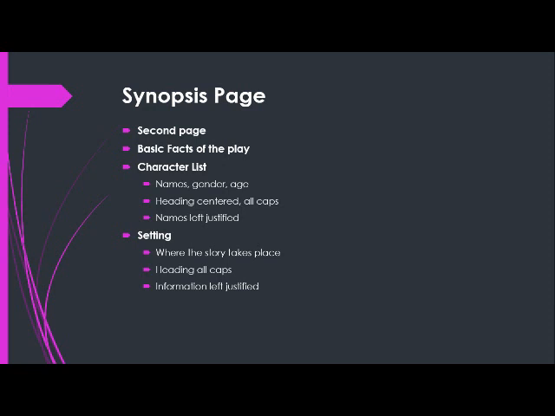Underneath that, you're going to include some information about where the play takes place. If there's more than one location, you would list all of those in the order that they appear in the script. You are going to make the heading for your setting in all capital letters and then justify to the left all of that information.